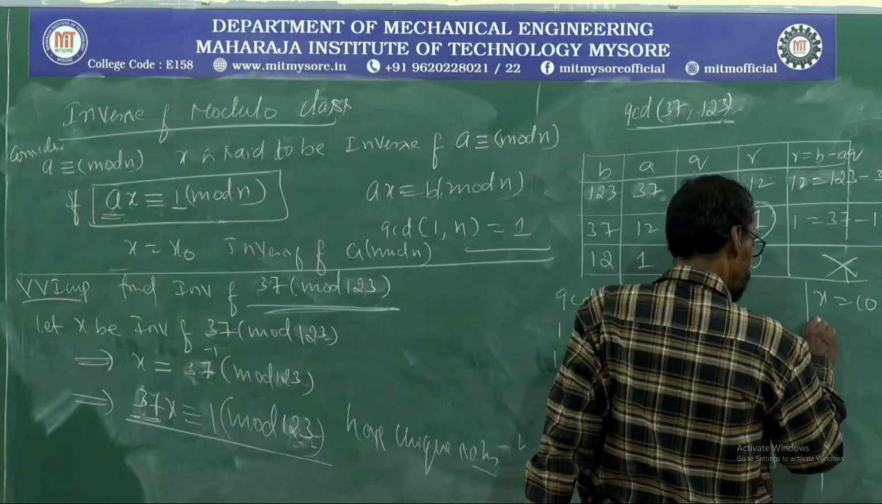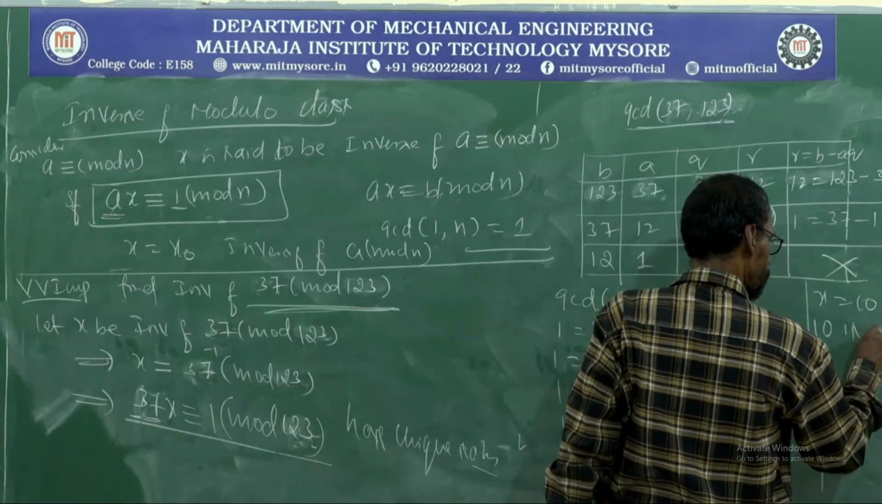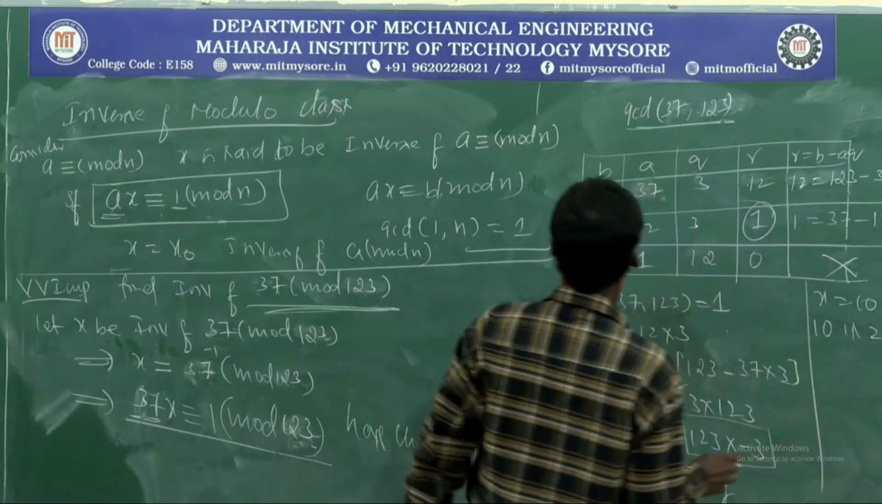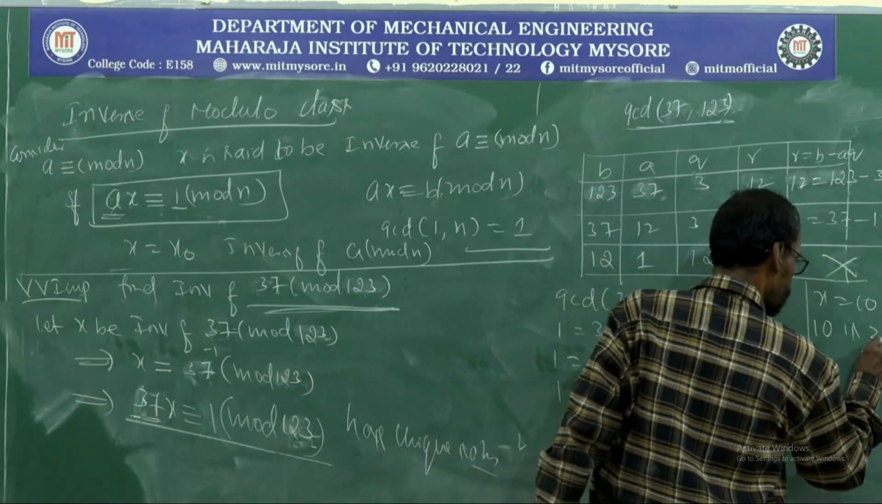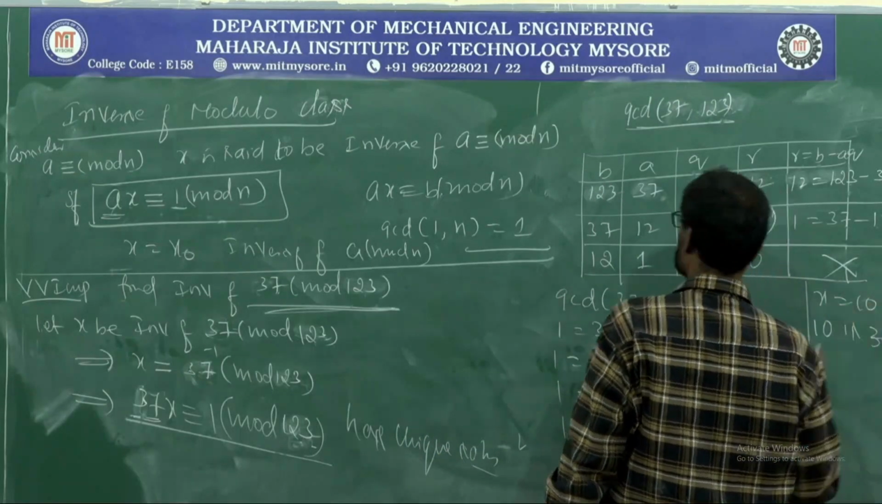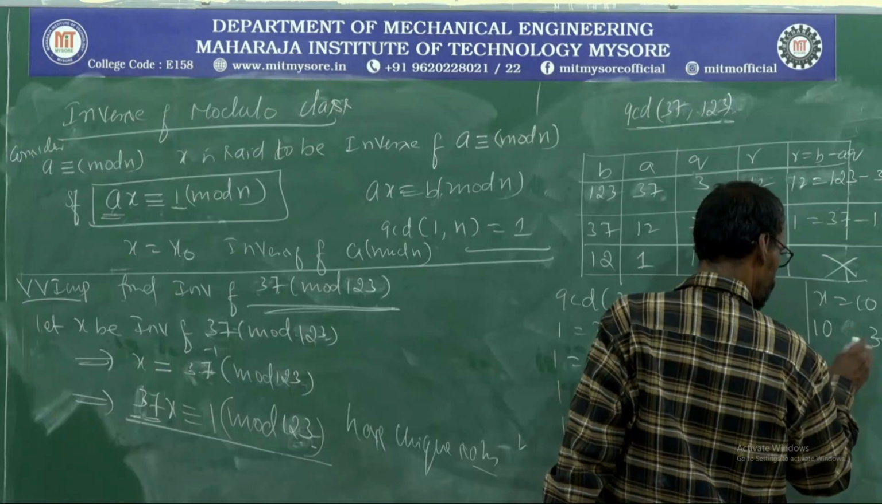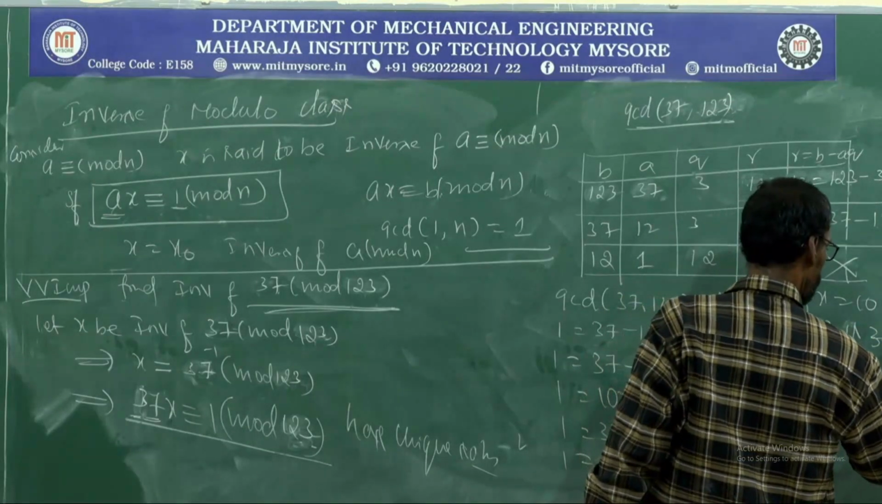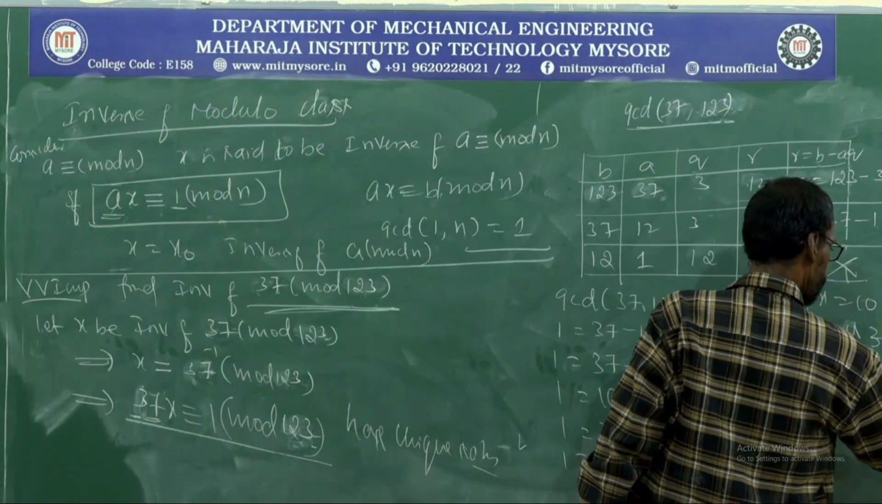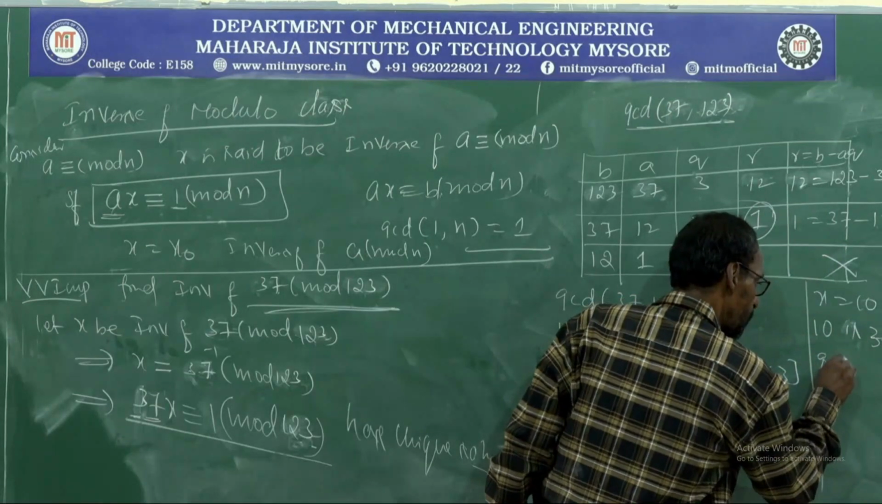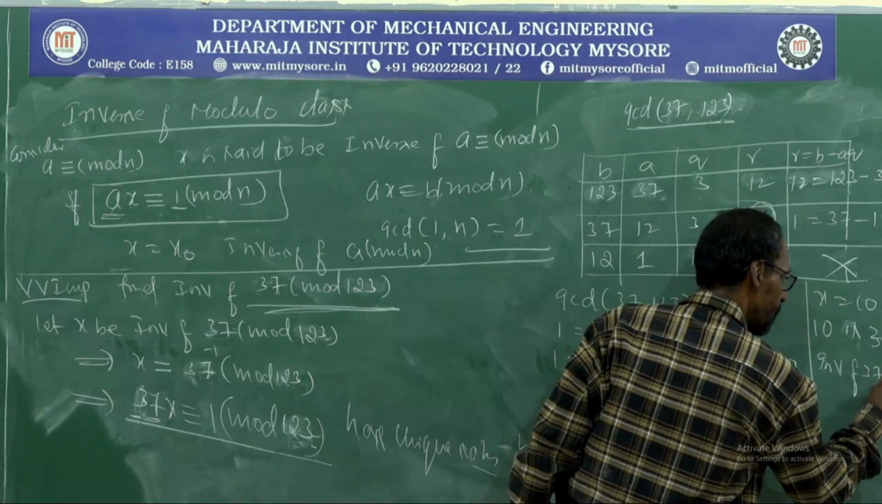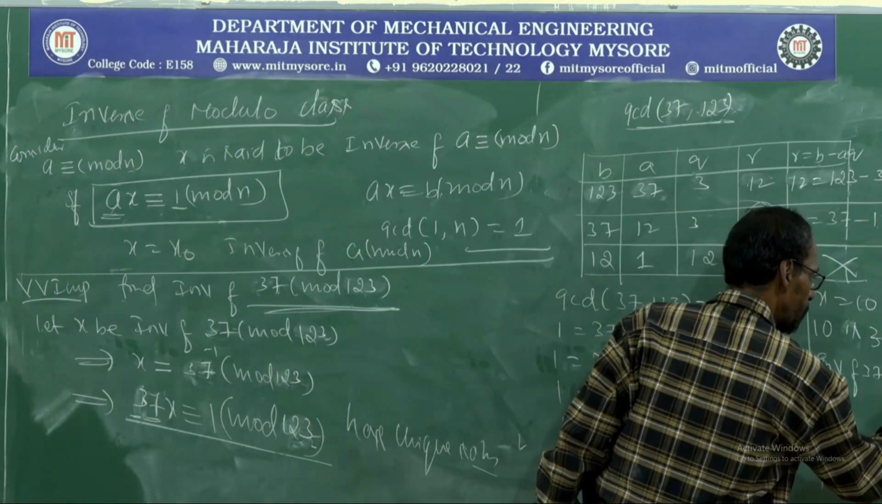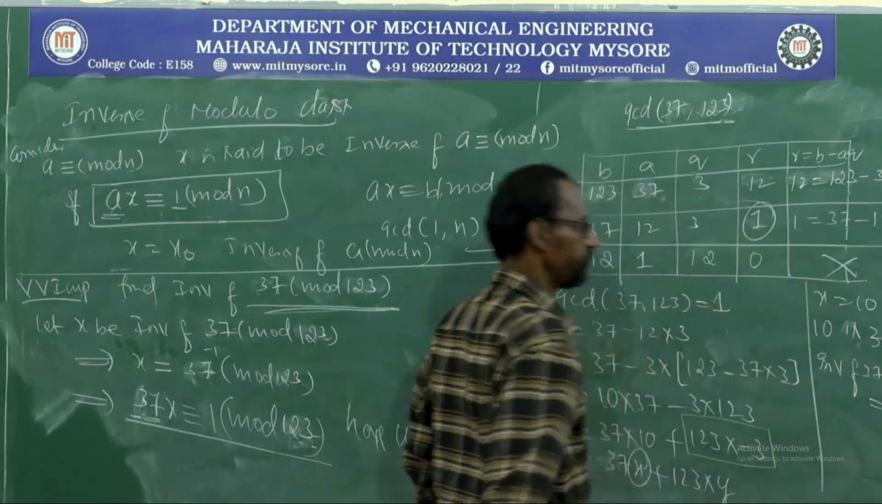So we have 10 is the 37 inverse. 10 is the inverse of 37 mod 123. That is, the inverse of 37 mod 123 is equal to 10.